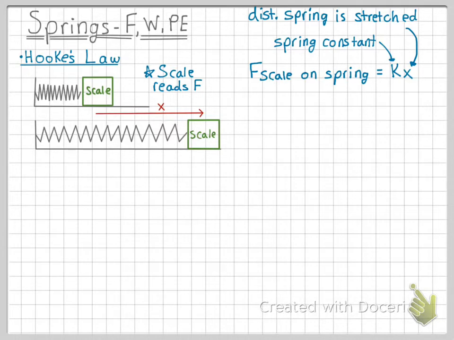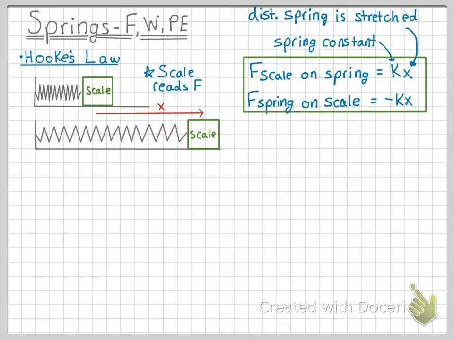So notice that this force is positive. This is the force that the spring feels when it is being stretched. Therefore, it is going to be pointing in the same direction as the displacement. So the force of the spring on the scale is equal to negative kx. This makes sense because the spring is going to pull the scale back towards the equilibrium position. So these two equations are known as Hooke's law.